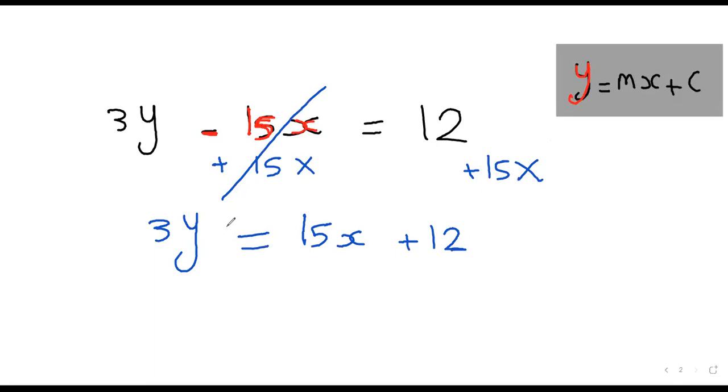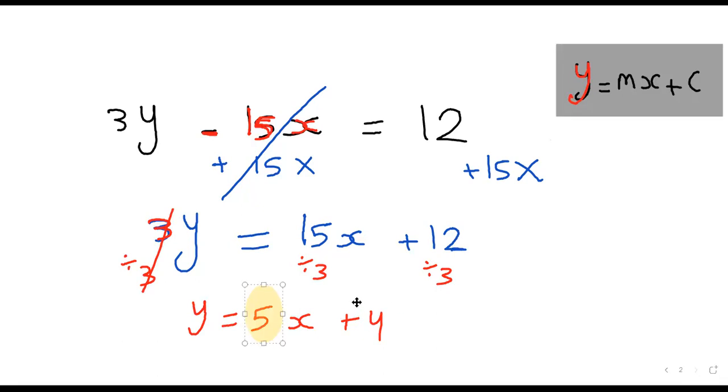I'm still having a problem. What is the problem? I have 3y. So to get rid of the 3, divide by 3 on every term. So y equals 15 divided by 3, which is 5x, and 12 divided by 3 is 4. So now we can find the gradient directly. The gradient is 5 and the y-intercept is 4.